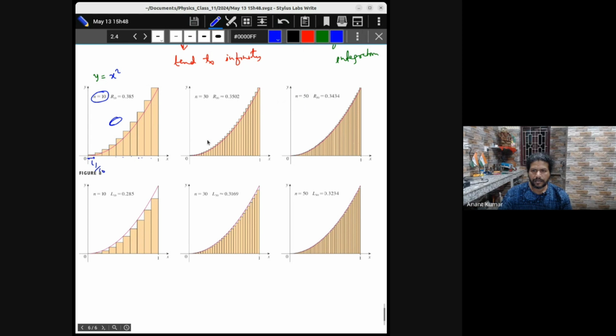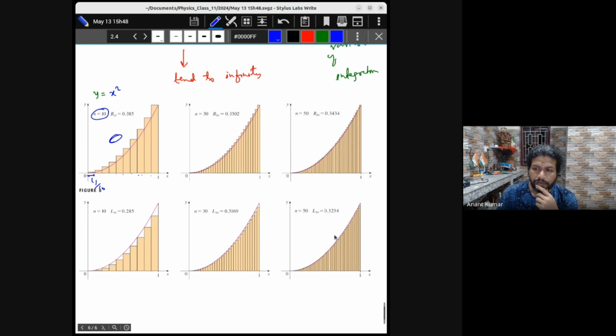This shows the situation for n equal to 30. So in this case I have divided into 30 intervals. In the lower part, the area is lower, and in the upper part, the area is higher. So the upper part is slightly more, the lower graph is slightly less. You can see that as n increases, there's hardly any difference between these two values. For n equal to 50, the difference is very, very small, right? This difference will keep on reducing as n becomes more and more.